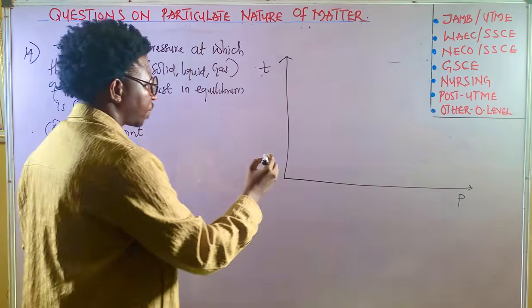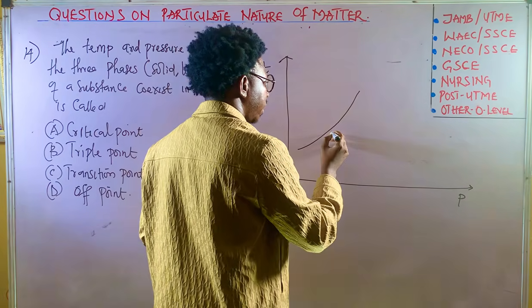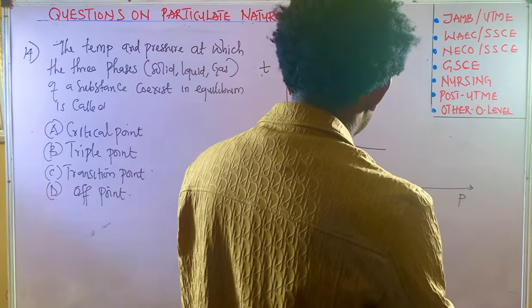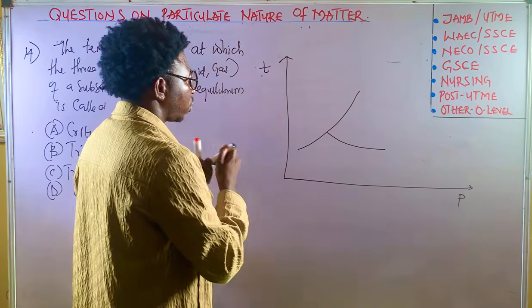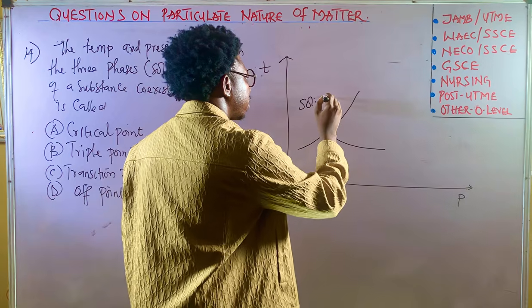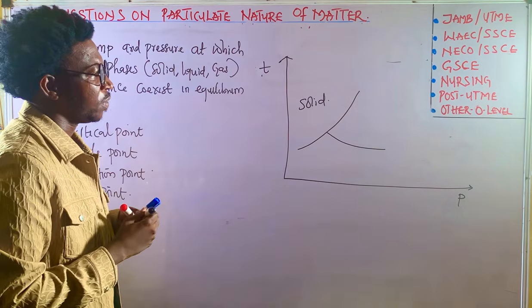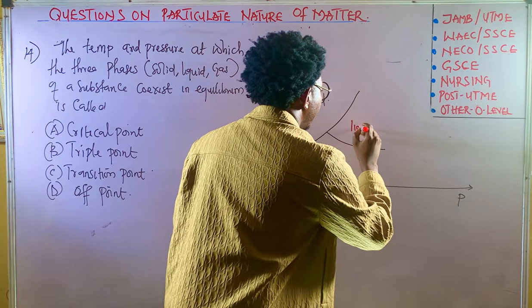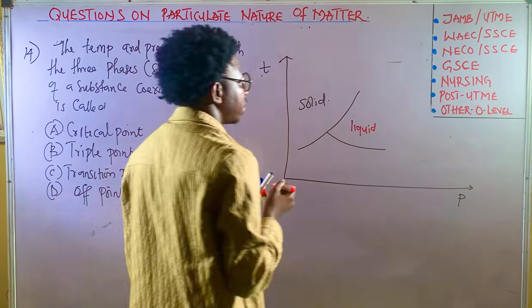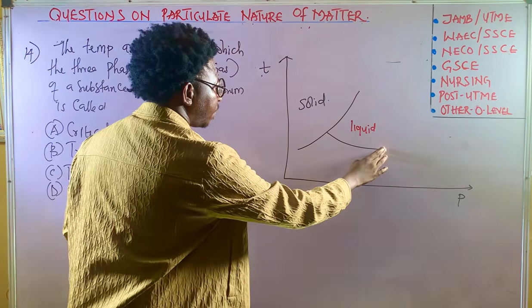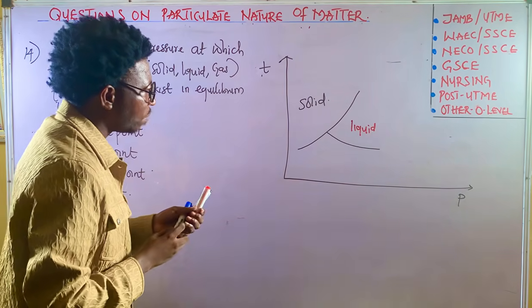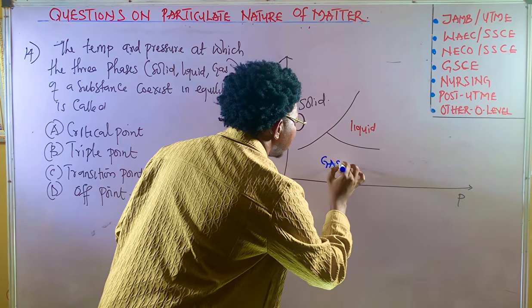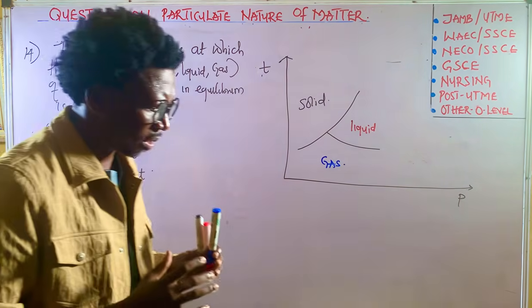Now, this is how the graph looks. This part is called the solid phase. This is the solid phase of a substance. This part here is the liquid phase of the substance. Then this down part here is the gas phase of the substance.